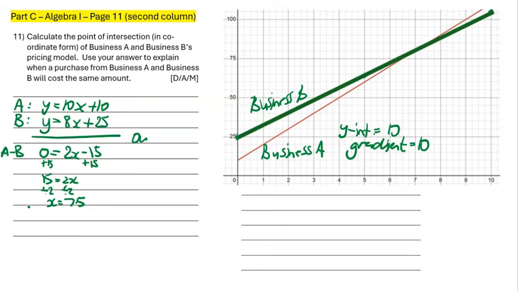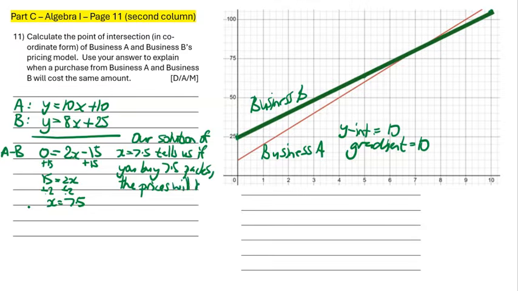So our solution of x equals 7.5 tells us if you buy 7.5 packs, the prices will be the same. So that's the first part of the answer.